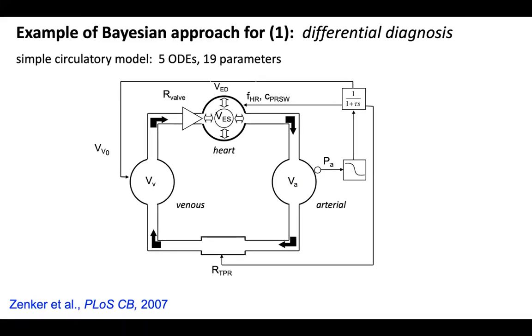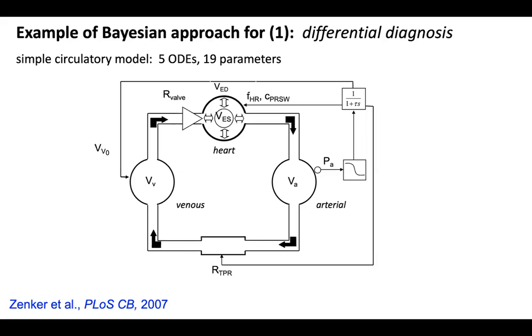In this example, we built a very simple circulatory system model. This is the style of model where your blood vessels are basically tubes. You have volumes, you have pressures, and things act as a physical pumping system. So, arterial volume, venous volume, the heart has a systolic phase and a diastolic phase, and so on. When we put this all together, there were 5 ODEs and 19 parameters.